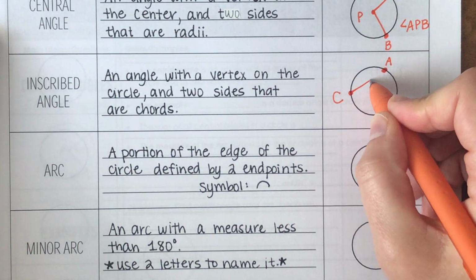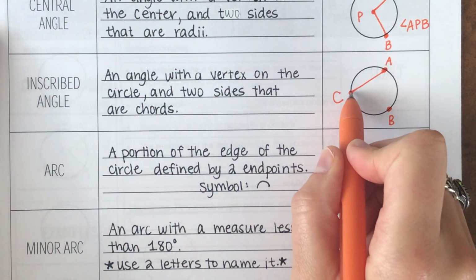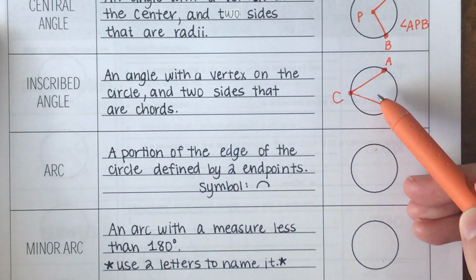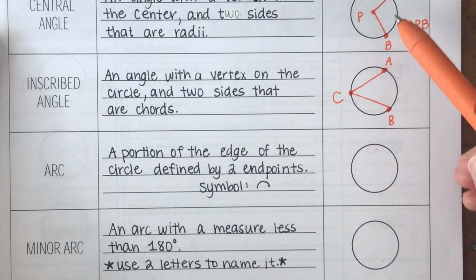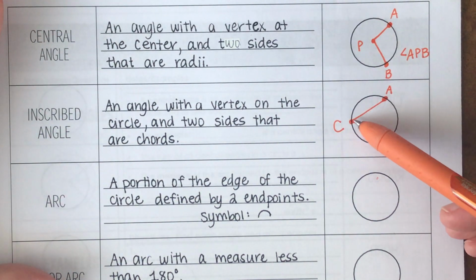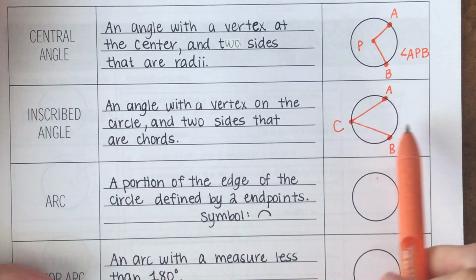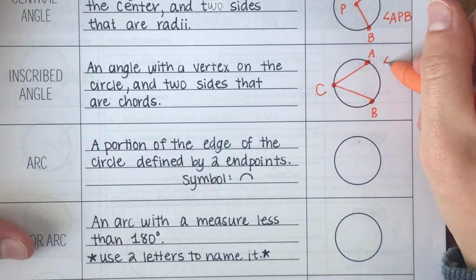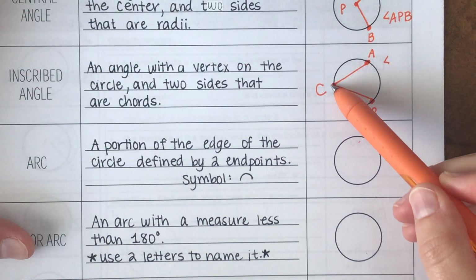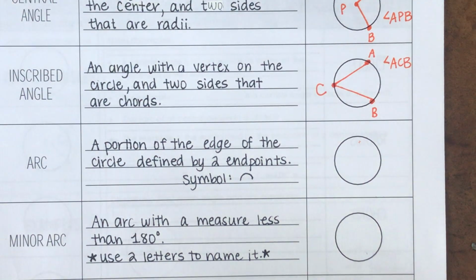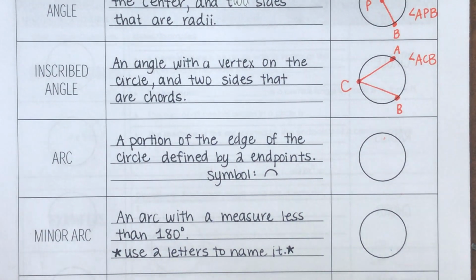A chord means you're just connecting those two endpoints, and it does not go through the center, is what you should notice. The central angle went to the center. An inscribed angle does not, but it's inside of the circle. So this angle right here is angle ACB, and that is an inscribed angle.